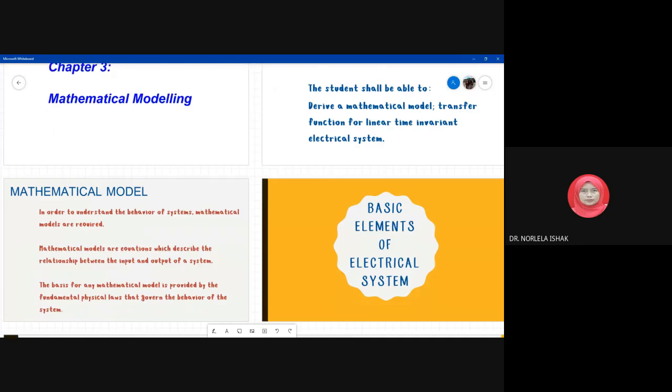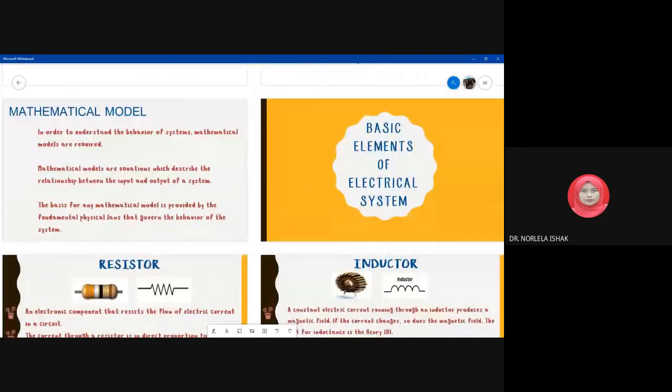Okay, what is a mathematical model? In order to understand the behavior of the system, we have to define the maths model. What is the behavior of the system? We want to define whether the system is stable, unstable, or marginally or critically stable. Actually, we have three types of behavior of a system: stable, unstable, and critically stable.